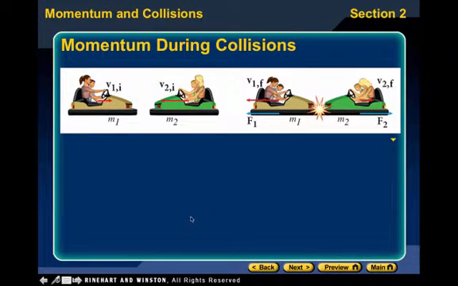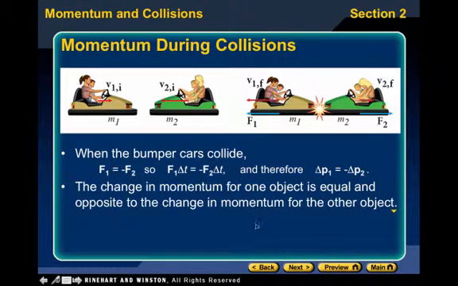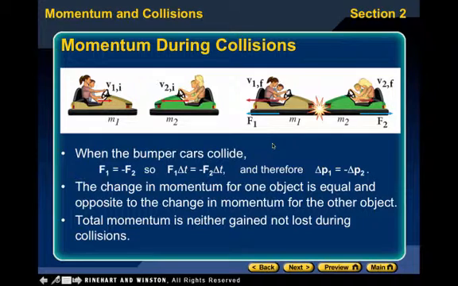So, we're looking at collisions. When bumper cars collide, force 1 is equal to the negative of force 2 because they're moving in opposite directions. Since they're in contact with each other for the same time period, their impulses are the same. And so we can also say that the changes in momentum are equal. The change in momentum of one object is equal and opposite to the change in momentum of the other object. So the total momentum is neither gained nor lost in the collision.